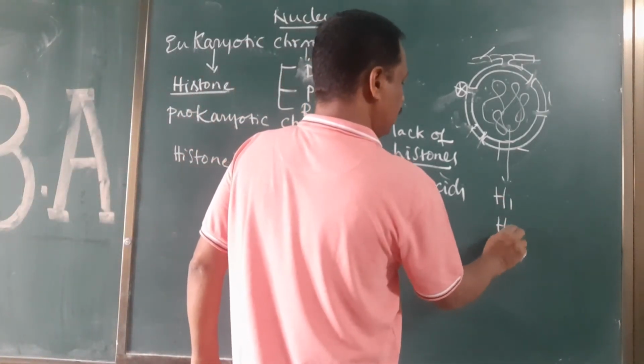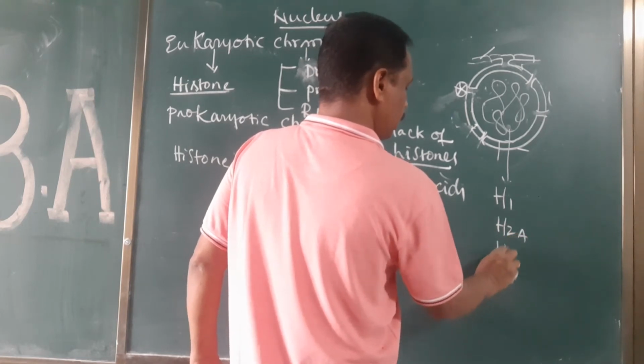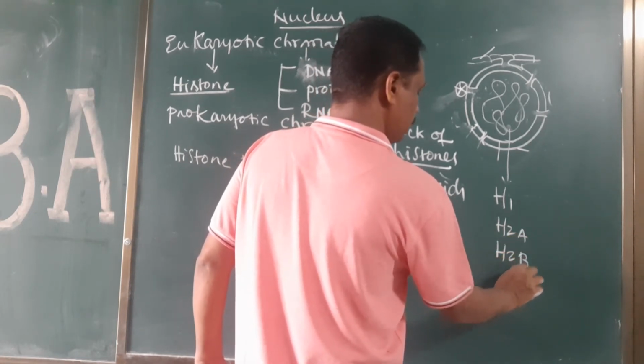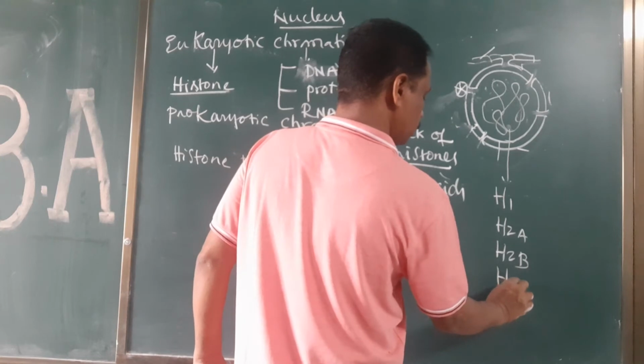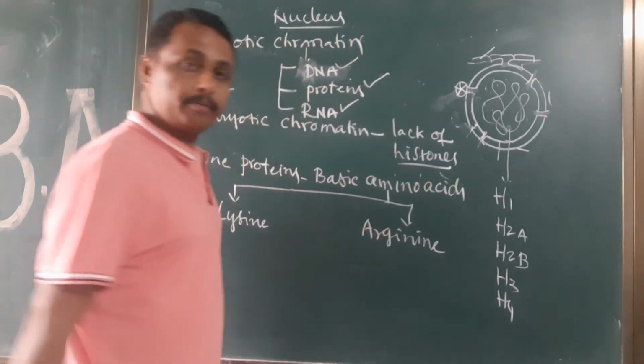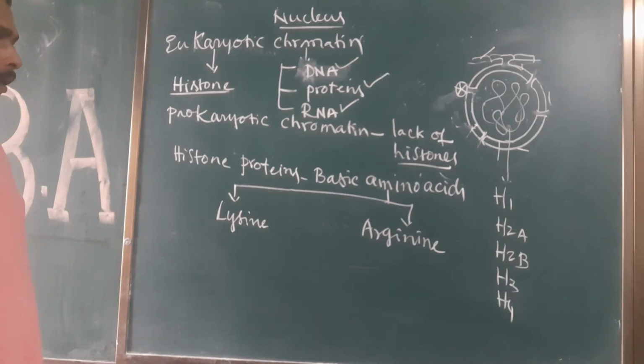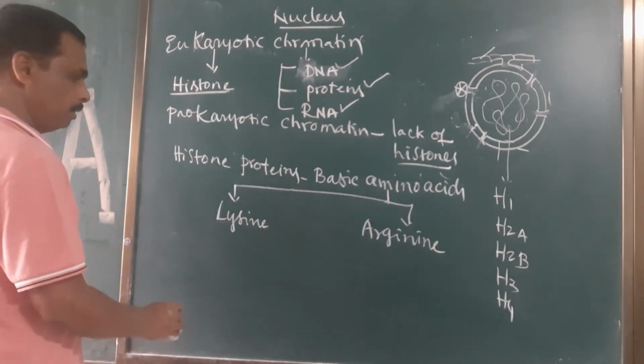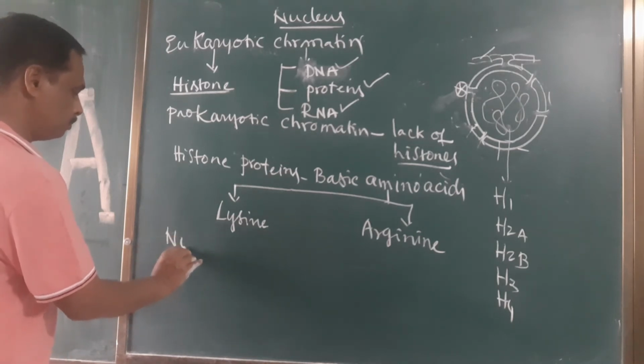H1, H2A, H2B, H3 and H4 histone proteins are present. There are 5 histone proteins present. Now these histone proteins will be seen in the nucleosome structure.